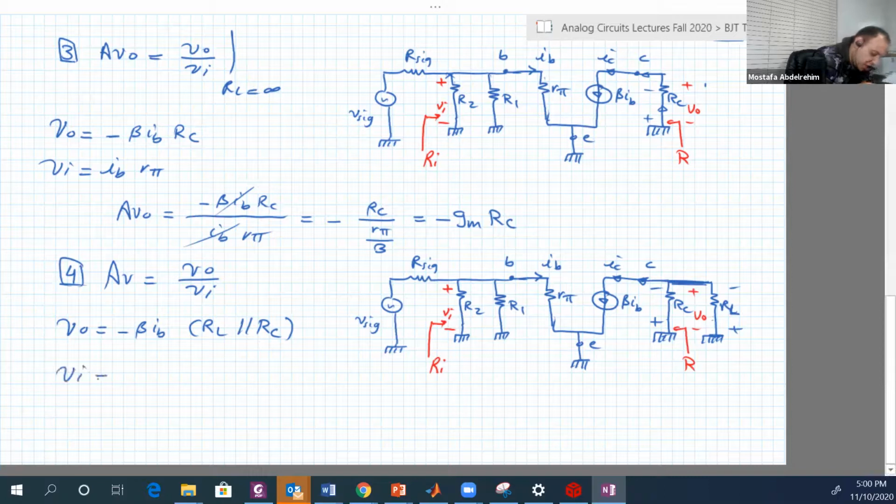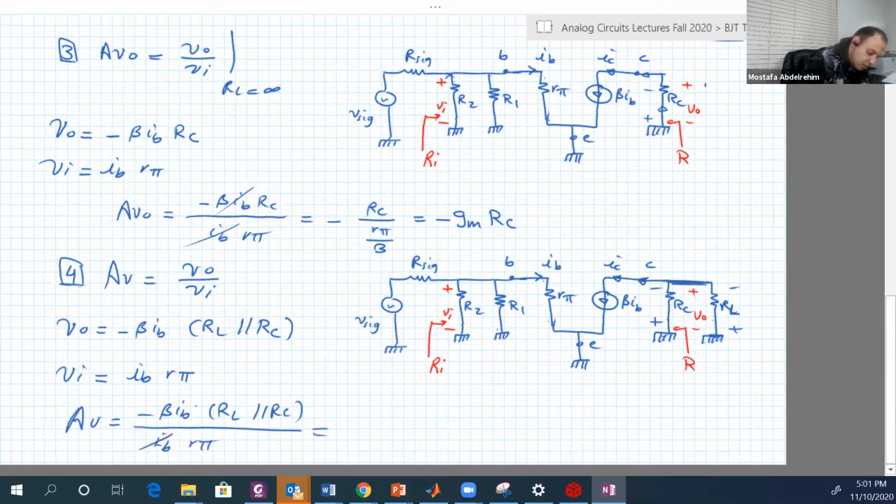And V input will not change. Again, it's the input voltage on R2 or R1 or R pi. For any one, if you know the current in it, just use it. We know the current in R pi is equal to IB, so IB multiplied by R pi. So AV is equal to minus beta IB RL parallel RC over IB R pi. IB goes away, and again, beta over R pi is GM. So this is minus GM RC parallel RL.